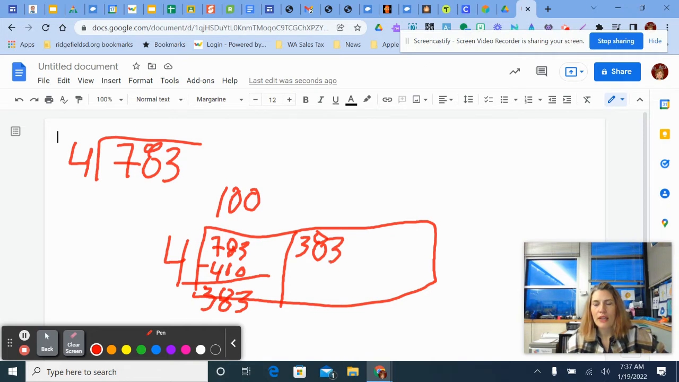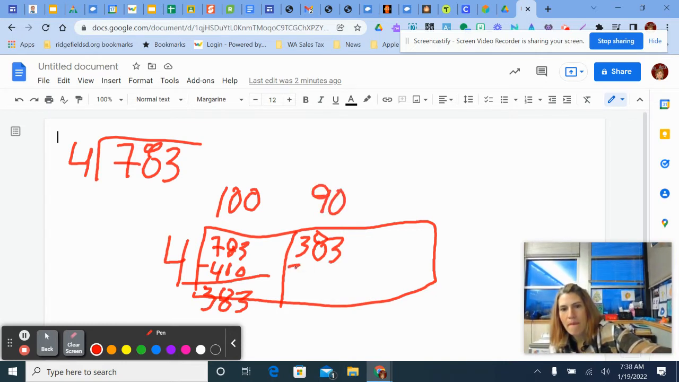Okay, now I'm going to put 383 in the next box because that's what I'm working towards, taking the biggest chunk away. So if I look at just the first two numbers, 38, the closest I could get to it is 32. Actually, I could do 36, right? And again, it doesn't matter which number you choose as long as you don't go over it and you keep taking away. So if I did 36, so 9 times 4 is 36. So if I did 90 times 4, it'd be 360. And we're going to subtract it again. And this would be 23 left.